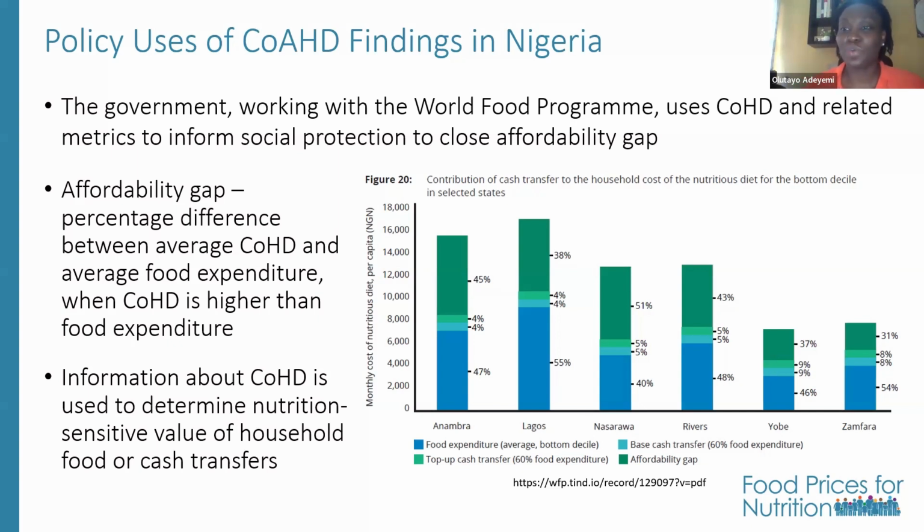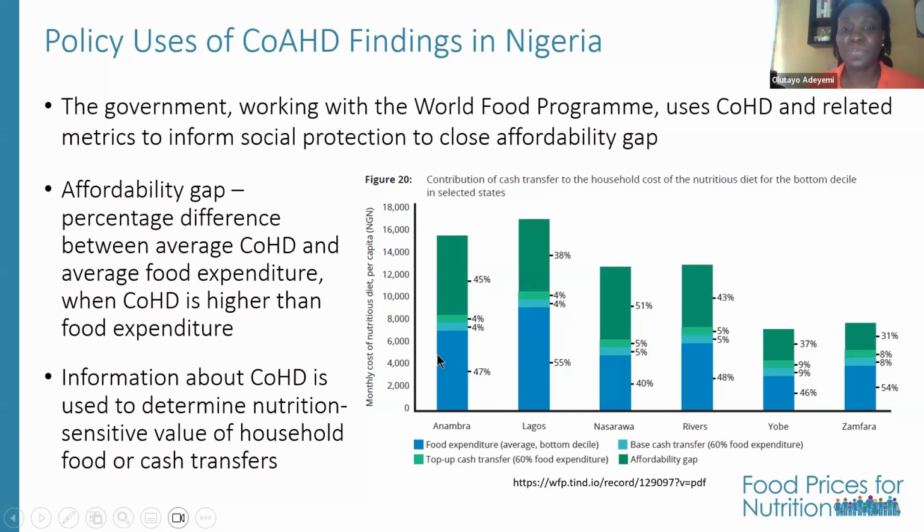And the household income. So what was the gap? And so based on that affordability gap, then they came up with how much needed to be provided to households in cash transfers for social assistance, or if you were going to give food assistance, then how much food you needed to give. And this graph here just shows some examples of some states.